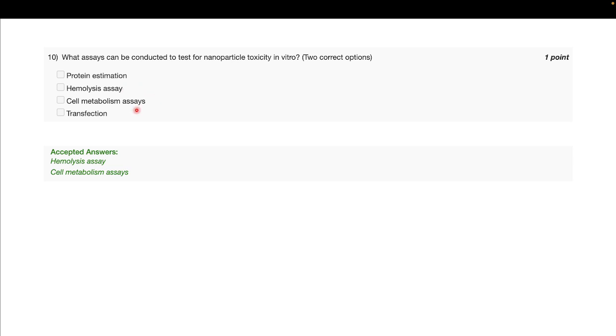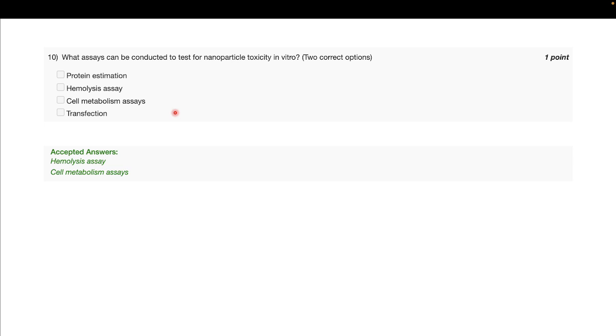And then cell metabolism assays are, as I told you, where you can take THP1 macrophages or any other cell line and see what is the effect of your nanoparticles on these cells, whether they are metabolically active, whether they are dying fast or their morphology is changing, and so on. So these two assays are done to test nanoparticle toxicity in vitro. Is this clear? Any doubts in this? I think that's all I have for you.